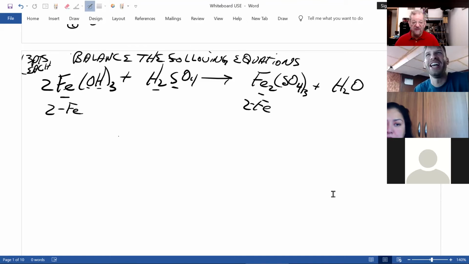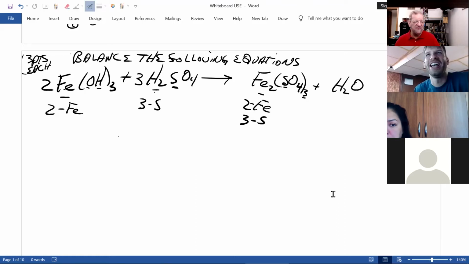Ooh, sulfur. 1 sulfur, but how many on this side? 1, but it's inside a bracket with a 3 outside, so 3 sulfur. So how do I get 3 sulfur on this side? Simple. Put a 3 there. So now I have 3 sulfur. Next, all I have left are oxygen and hydrogen.